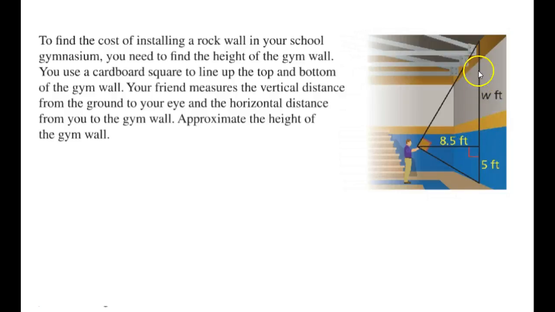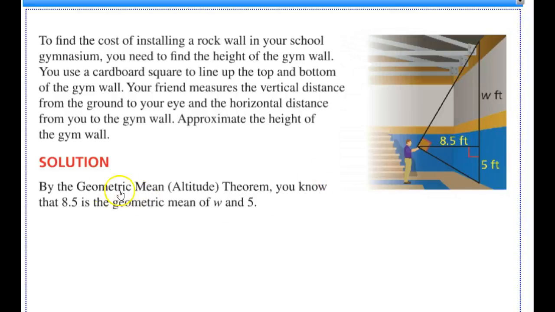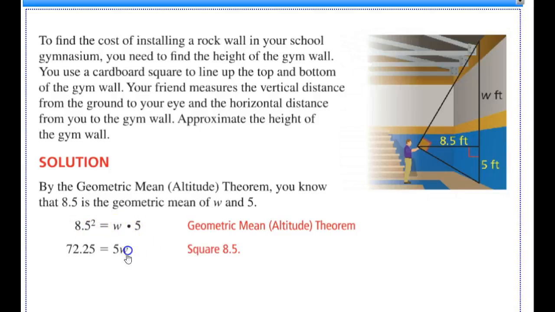I see here I'm not looking for the altitude, so I'm going to use my geometric mean altitude theorem because I have the altitude. So I know that 8.5 is the geometric mean of W and 5. Since I have my altitude, I can go ahead and use that theorem, and I just substitute the different values that I know. So 8.5 squared equals W times 5. Now I go ahead and square 8.5 and simplify. Now that I am solving for W, I can go ahead and divide each side by 5.